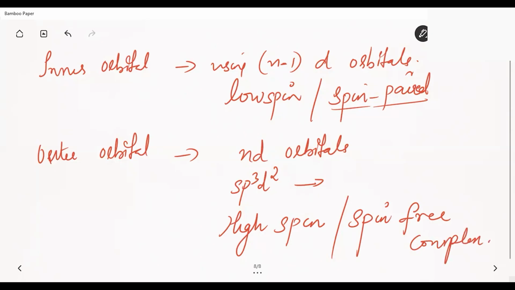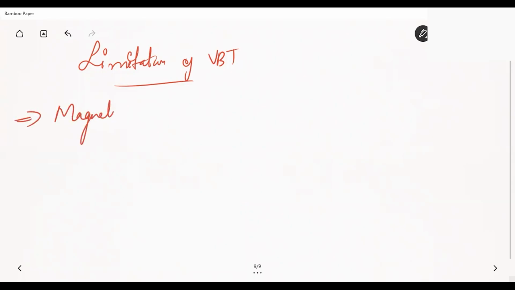And let us understand the limitations of valence bond theory. Limitations also you have to understand. The magnetic properties of these coordination compounds are explained only qualitatively. We are not calculating the magnetic moment here, right? So quantitatively, we are not able to find the magnetic properties; only qualitatively. That is one of the limitations.